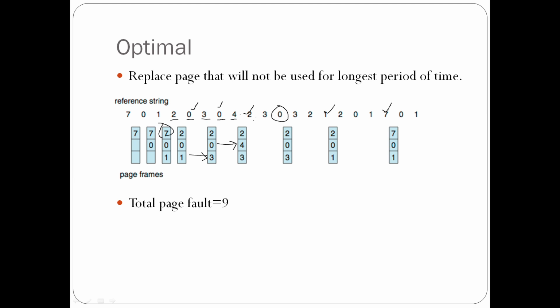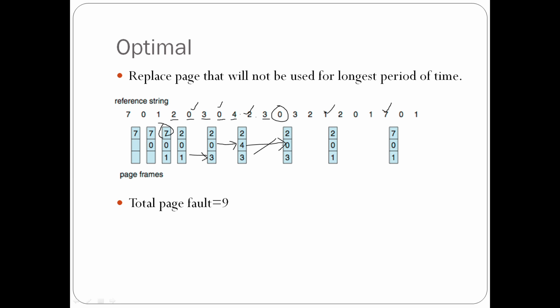Next one is 2, 3. 2 is already available, so it is a page hit. 3 is also already available, it is a page hit. Then the next one is a 0. So 0 means out of 2, 4, 3, which will not be used for the longest period of time. 3 and 2 will be used next, so 4 is not at all used in future. So 4 will be replaced by 0.